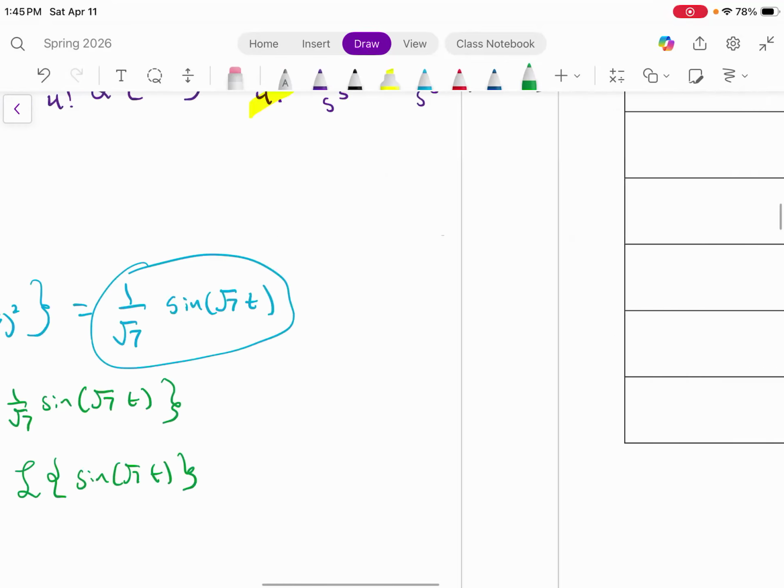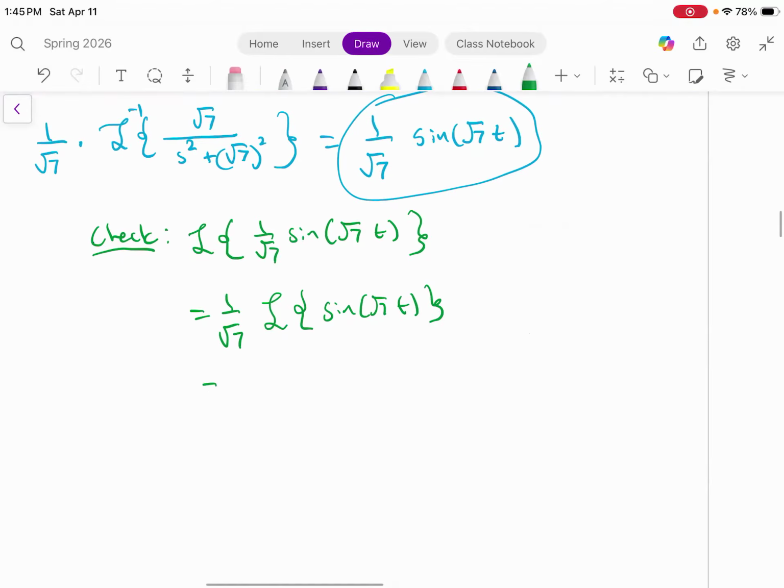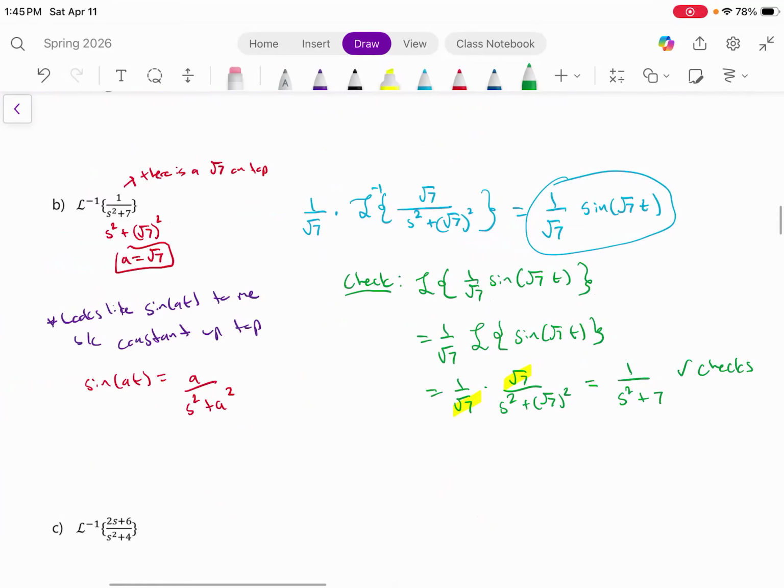So that's our check. What we end up with is 1 over root 7 times root 7 over s squared plus root 7 squared. The root 7's cancel out. The square root of 7 squared is just 7. So I have 1 over s squared plus 7. And that checks out to our original question.